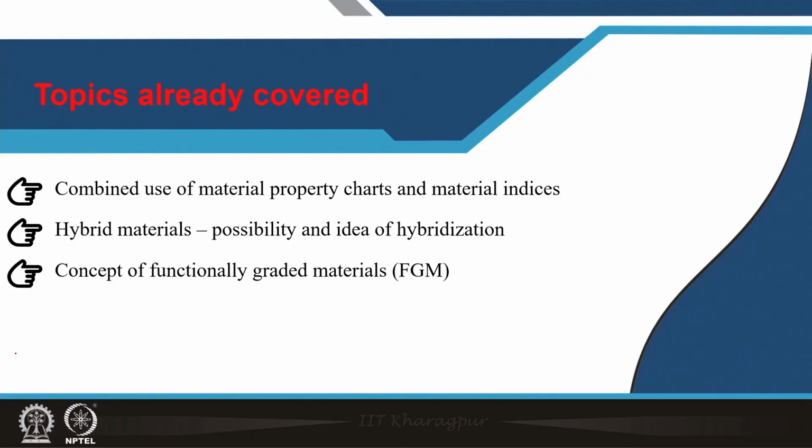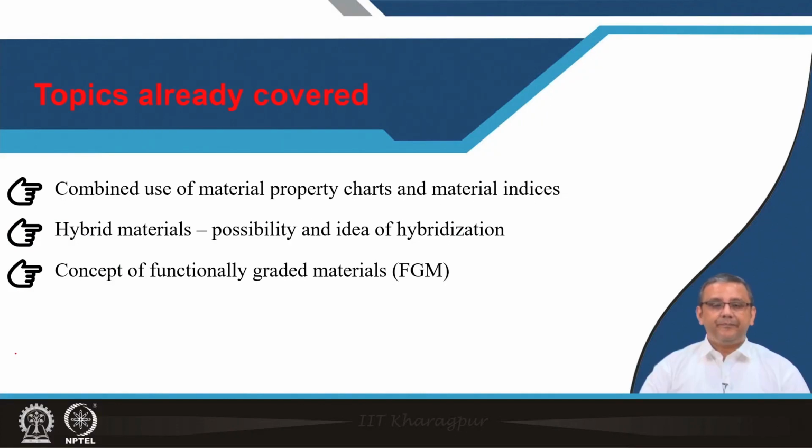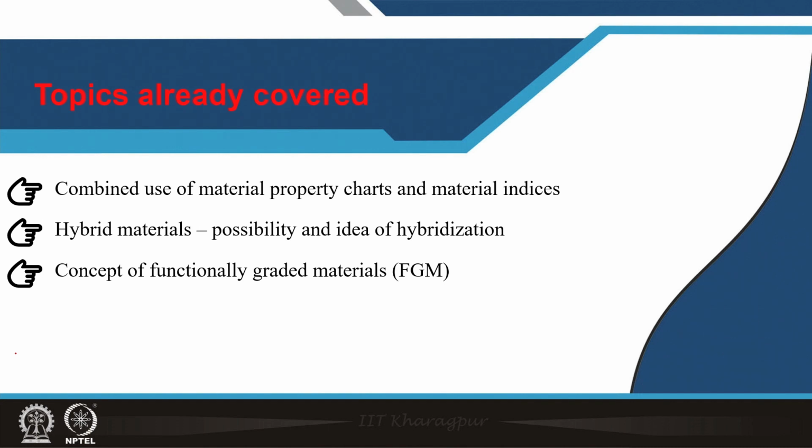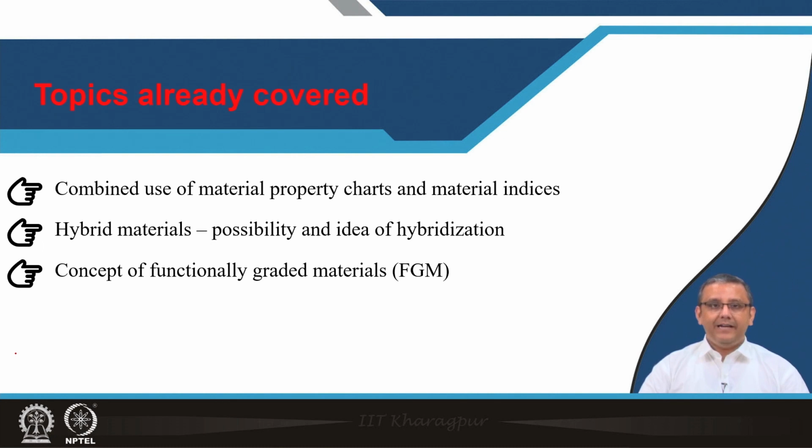In the last lecture, we discussed the following topics: the combined use of material property charts and material indices was introduced. In hybrid materials, we discussed the possibility and idea of hybridization. It was discussed that there are 4 different ways of hybridization, like best among all, arithmetic mean, harmonic mean, and the least of all. And finally, the concept of FGMs or functionally graded materials was briefly introduced.